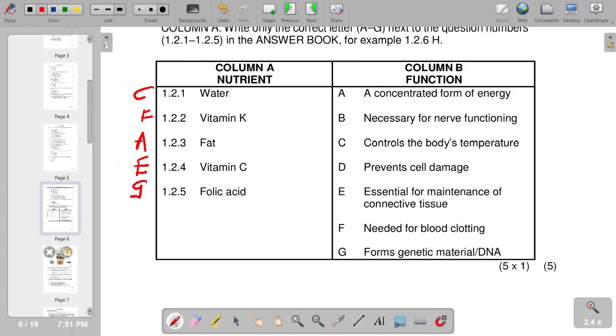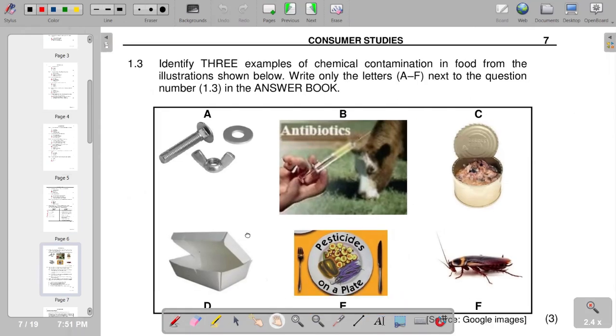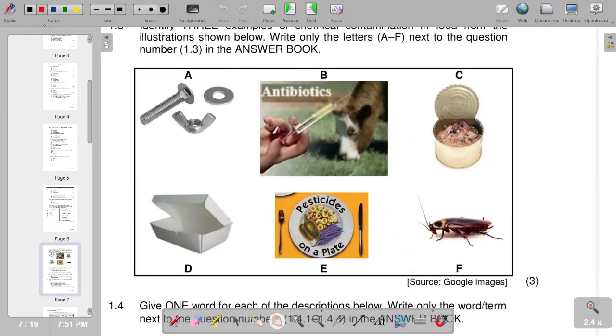Then we go to 1.3. Identify 3 examples of chemical contamination in food from the user sessions shown below. Write only the letters A to F. So we check the correct ones according to the options that we have, and you're going to see that we have B, C, and E. So these ones are the correct ones.